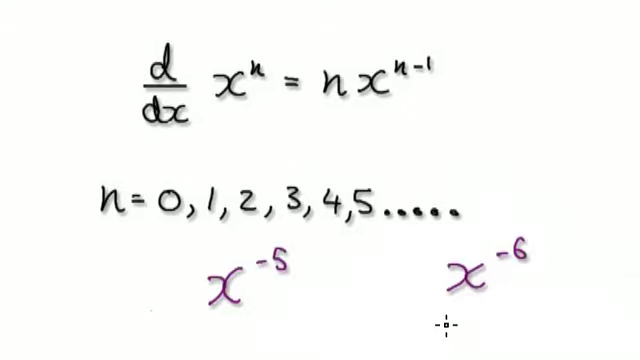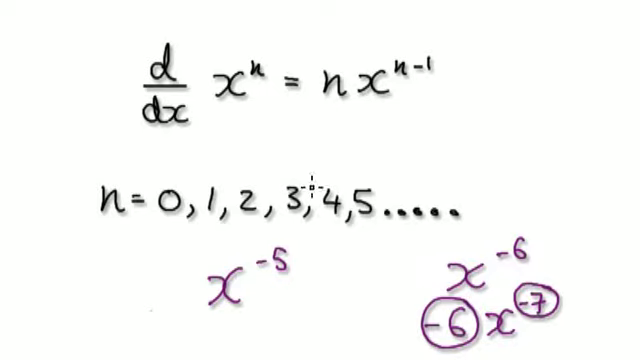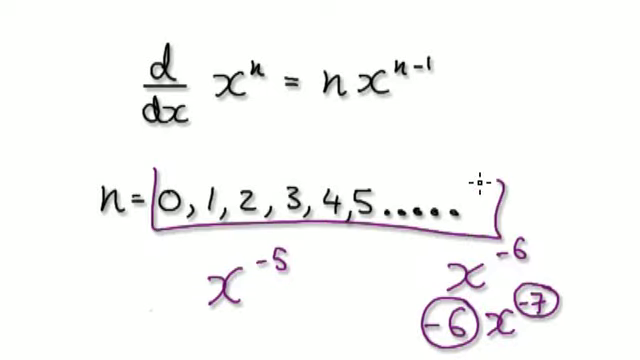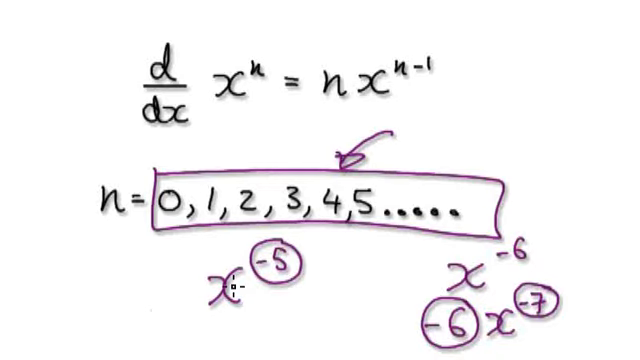We know that when you differentiate this, it becomes this here, but we don't fully understand why this is the case. You see, so far we've seen that it's true for when n equals these. But what happens when n is a negative number? What happens when the index is a negative number?